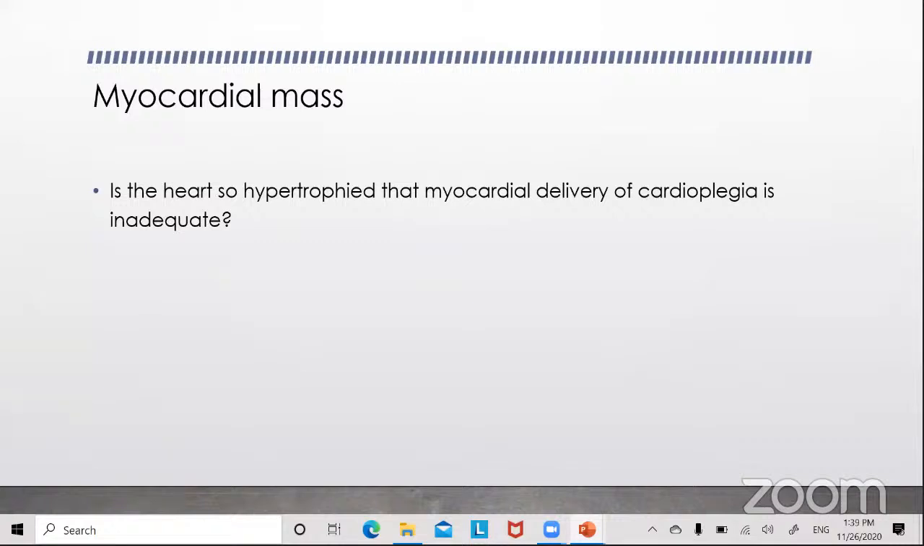Myocardial mass: is it a heart so hypertrophied that myocardial delivery of cardioplegia is inadequate? So you should look for and ask yourself all these questions if the patient has persistent cardiac activity despite a good cardioplegia delivery.